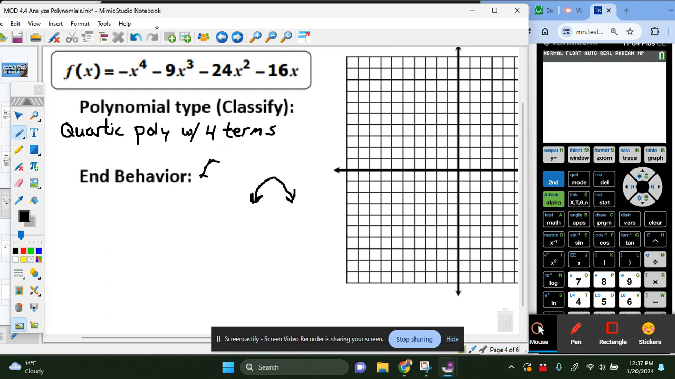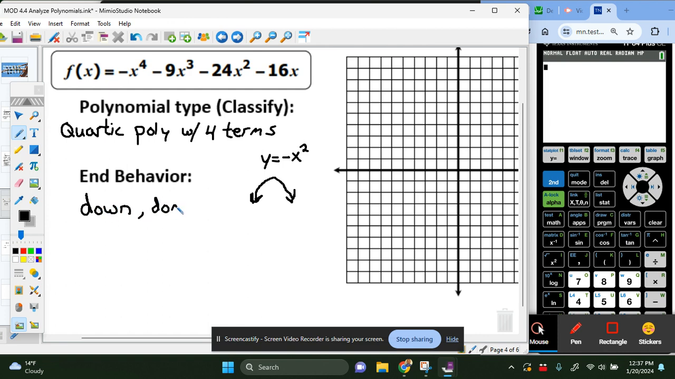Okay, like y equals x squared. I'm sorry, negative x squared. All right, it's a parabola that opens downward. All right, it goes down and down. And all even degree polynomials that have a negative coefficient do the same thing. So I know that this one also is going to go down and down.